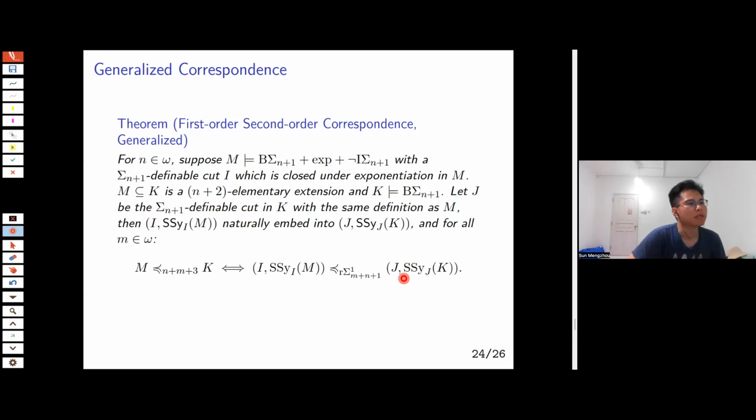But this time, in the second order extension, the J may not be cofinal in I, but we can still embed I into J. So that is the generalized version. I hope it will be useful in some sense, but I don't know any other application other than the cofinal extension yet.